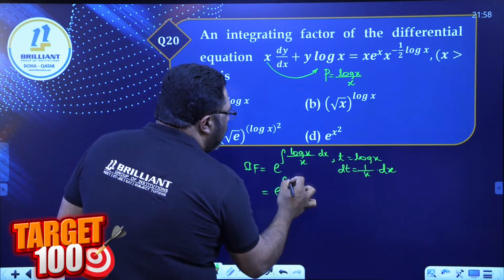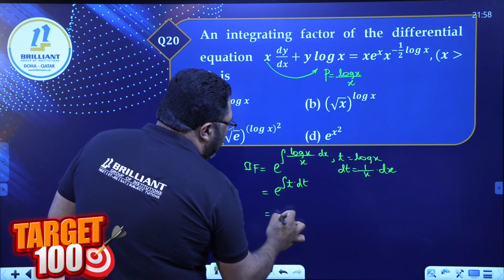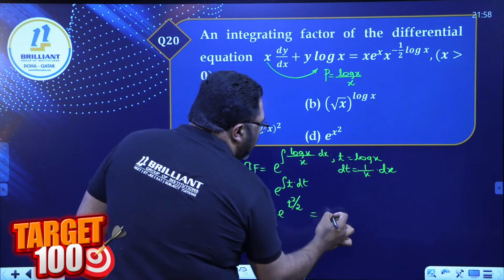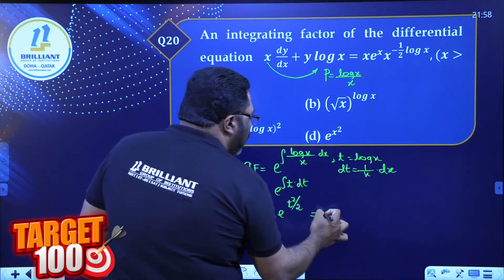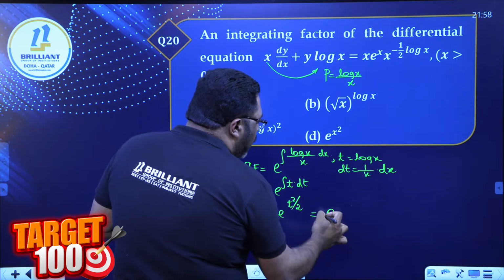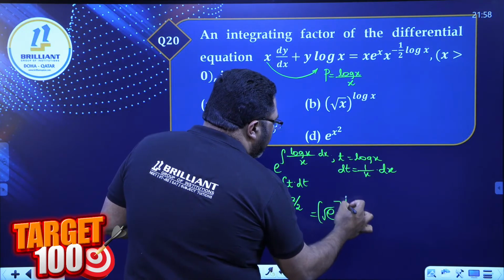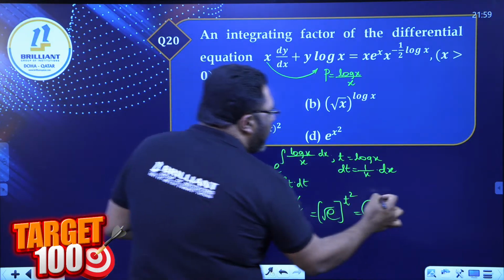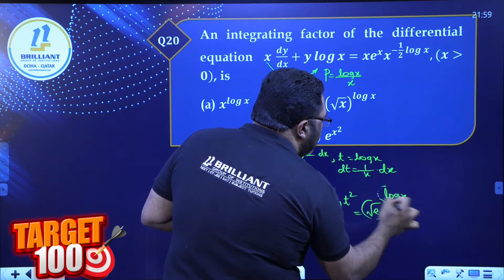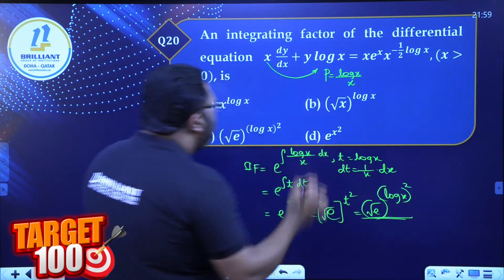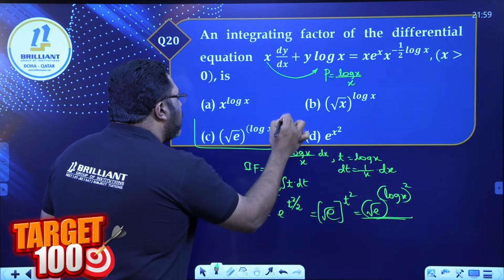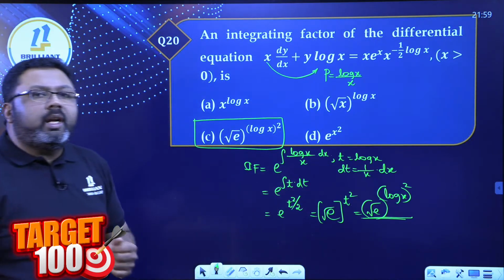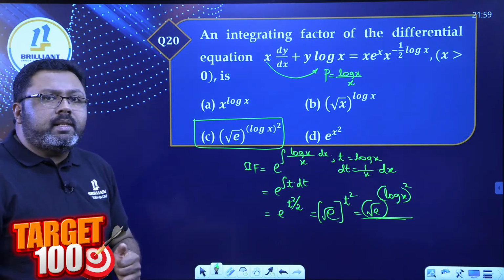e raised to integral t dt, which is e raised to t squared by 2, which is root e raised to t squared, where t is log x. So root e raised to log x squared. Option C, root e. Why root e? Because it's t squared by 2. 1 by 2 represents square root.